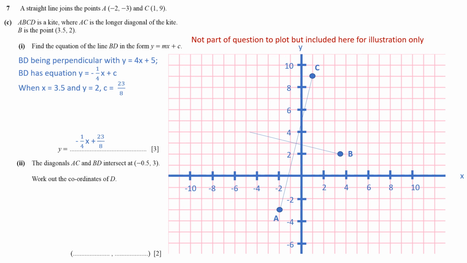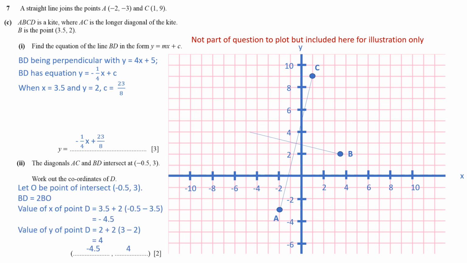Next, the diagonals AC and BD intersect at (-0.5, 3). Work out the coordinates of D. We shall start by letting O be the point of intersect (-0.5, 3). This means BD is equal to 2BO. With this, we could easily calculate the values of x and y for the point D. And with the calculation, this is (-4.5, 4).